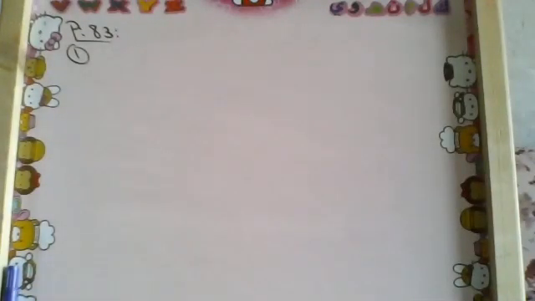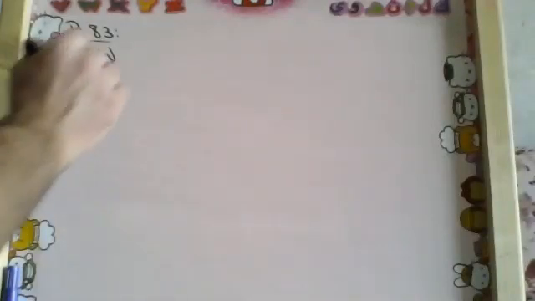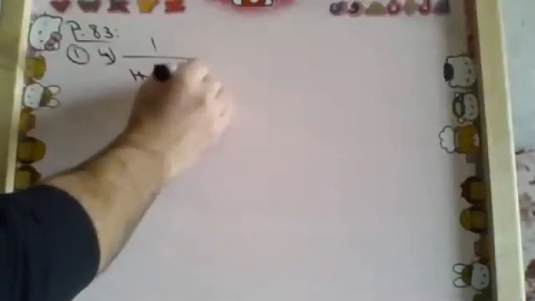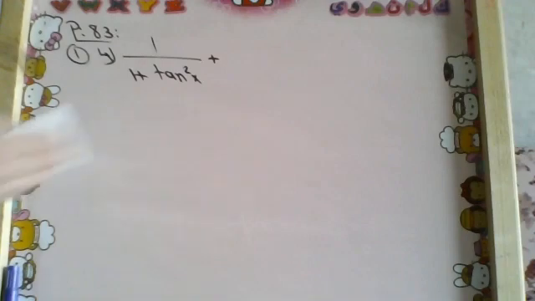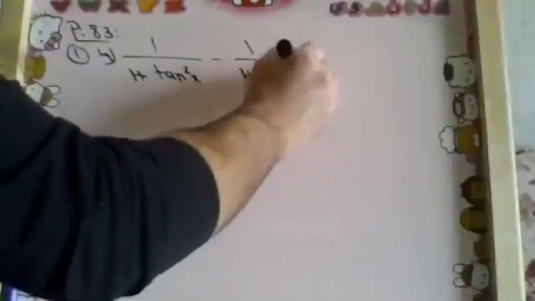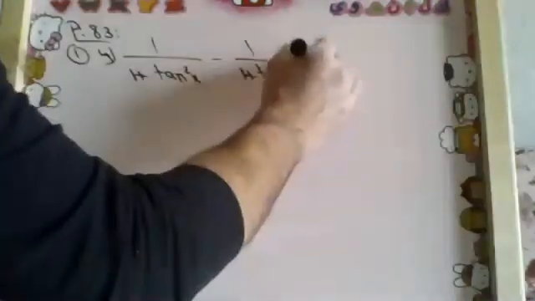Part 4. 1 over 1 plus tangent squared x minus 1 over 1 plus tangent squared y is equal to sine squared y minus sine squared x.